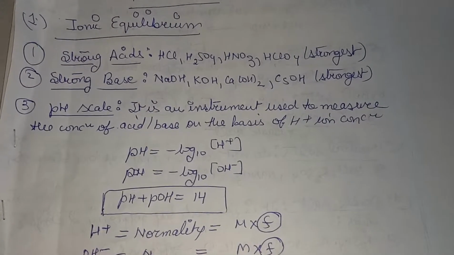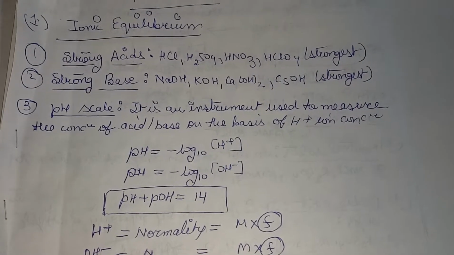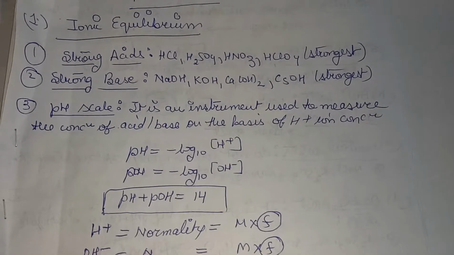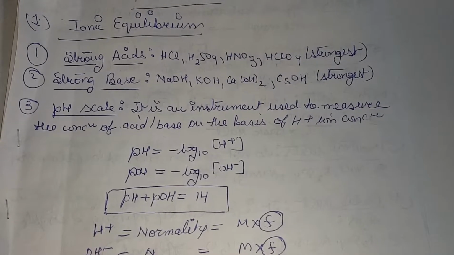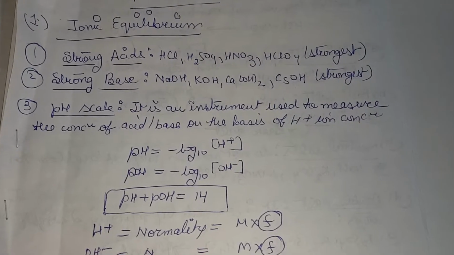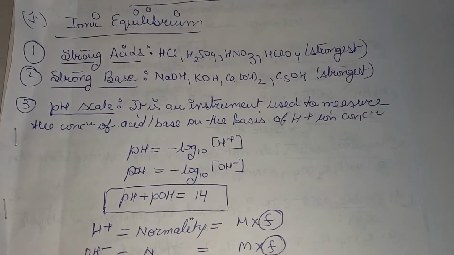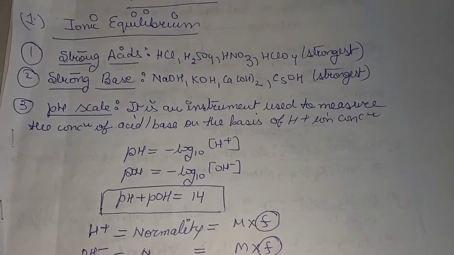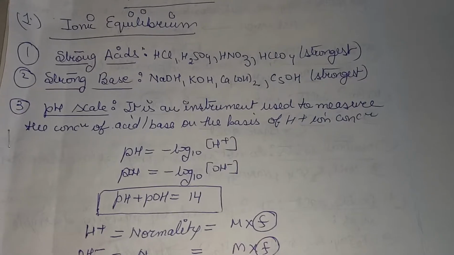Sometimes in many competitive objective exams, they ask you which one out of these four is the strongest. So HClO4 is the strongest acid, while strong bases are NaOH, that is sodium hydroxide, also known as caustic soda, potassium hydroxide, also known as caustic potash, calcium hydroxide, and CsOH, which is the strongest base. NaOH, KOH, Ca(OH)2 and CsOH are all examples of strong bases.